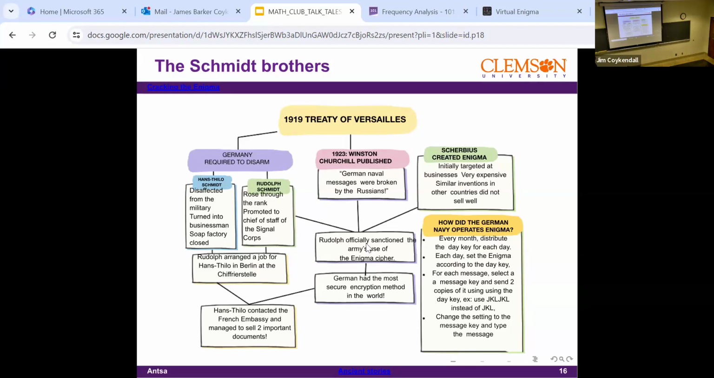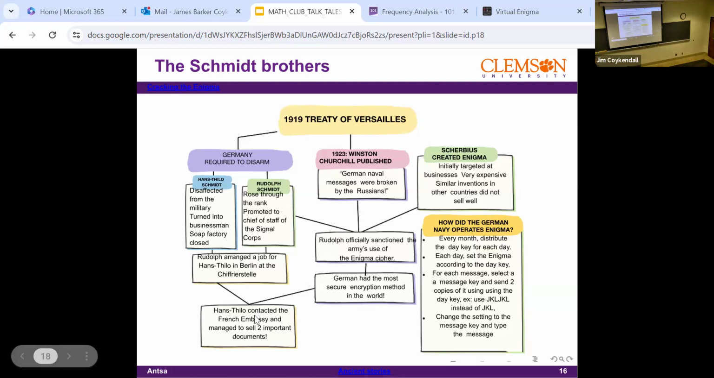Rudolf Schmidt was saying that the German army was going to use the Enigma cipher. After that, Germany had the most secure encryption method in the world. It was good, because unless you know all of the different settings, you cannot just brute force it.